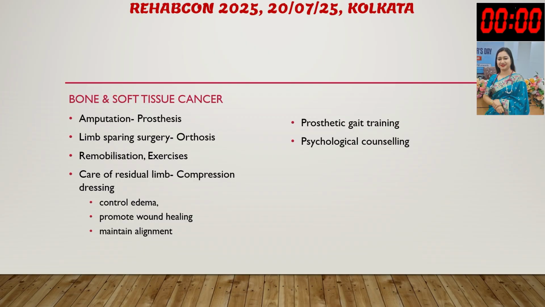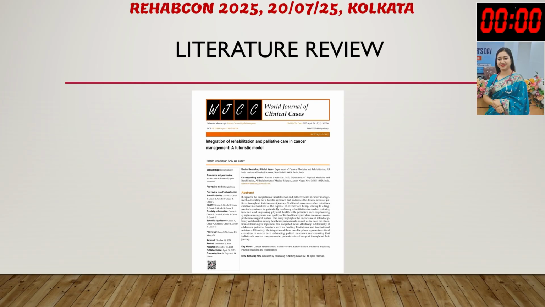The most important thing is the care of the residual limb. That should be advised to the patient. Compression dressing to control edema, promoting wound healing, and maintaining alignment is very much necessary. Giving the prosthesis itself is not sufficient. Prosthetic gait training should be given to accustom the patient with the new prosthesis, and psychological counseling for acceptance of the disability of this patient.